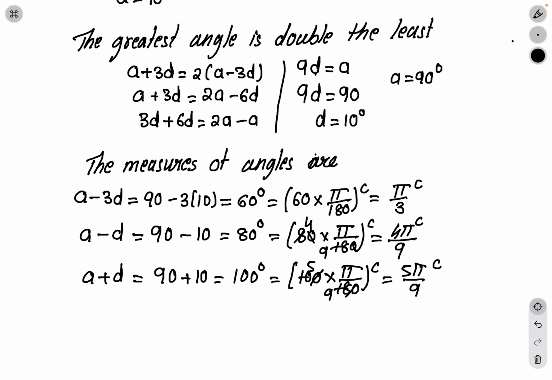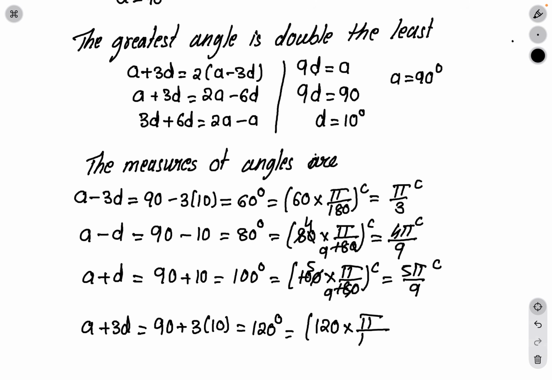Now the fourth angle is A plus 3D, that is equal to 90 plus 3 into 10, that is 120 degrees. Convert this into radians. Pi upon 180 into 120. 6 2s are 12, 6 3s are 18. So this is 2 pi upon 3 radians.